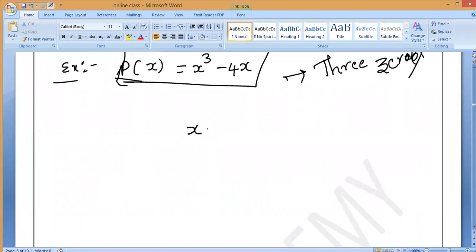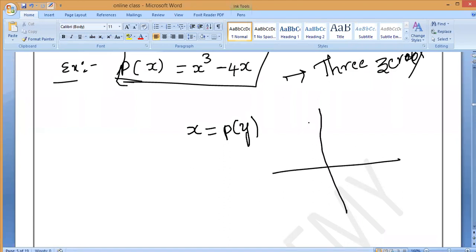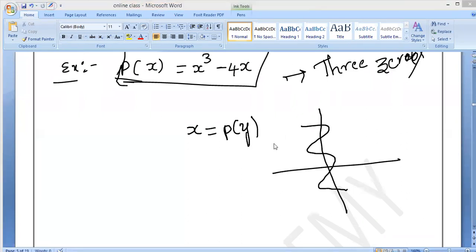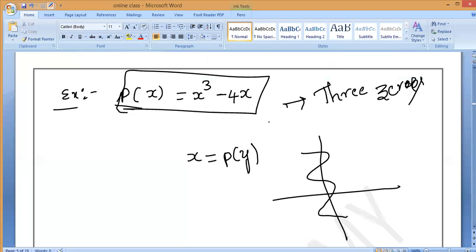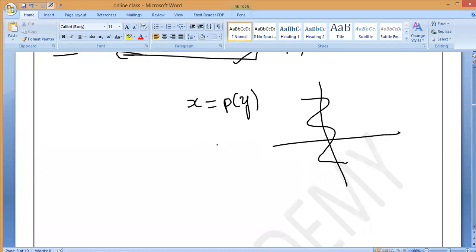x equal to p of y. The graph is like this. You want homework? This is the homework sum. You check it. You have to draw this and send it.